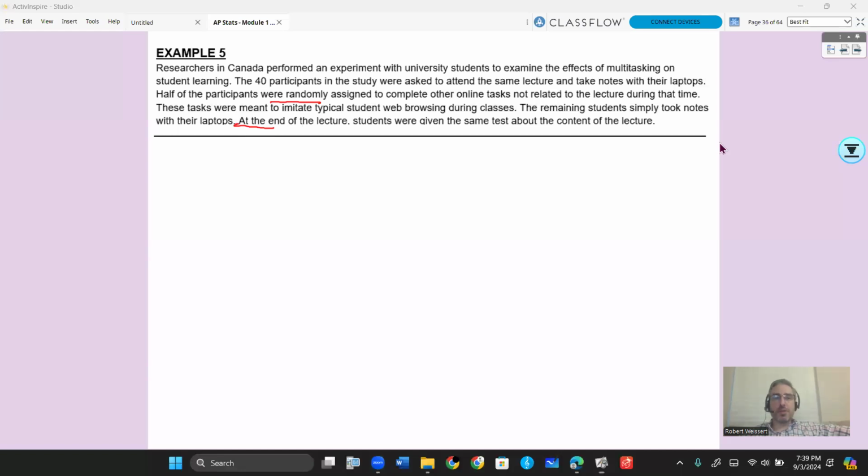Example 5, researchers in Canada performed an experiment with university students to examine the effects of multitasking on student learning. I know I'm terrible at that. The 40 participants in the study were asked to attend the same lecture and take notes with their laptops.